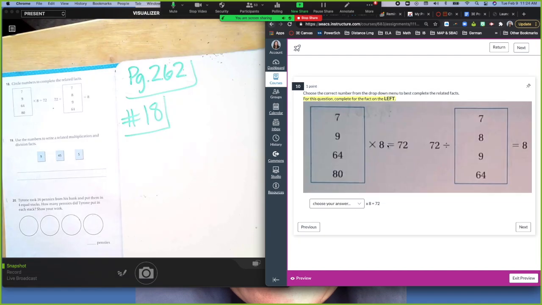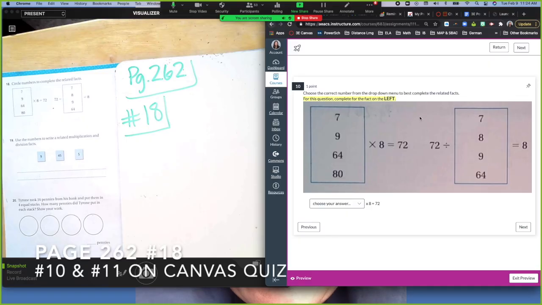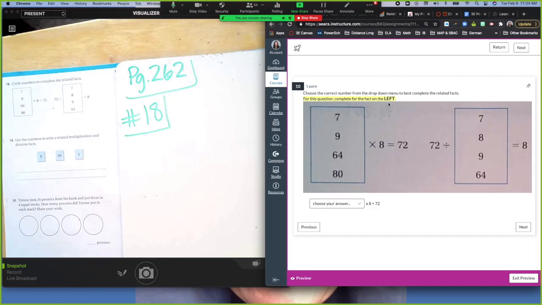For the quiz on the computer, it's the same picture for number 10 and number 11, but for this question, we're completing the fact on the left. So which number from this box times 8 equals 72? So what do we think? Is it 9 times 8 is 72? 7 times 8 is 72? Not 64 times 8. That would be a huge number. And 80 times 8 would also be a huge number. So is it 9 times 8 or 7 times 8?